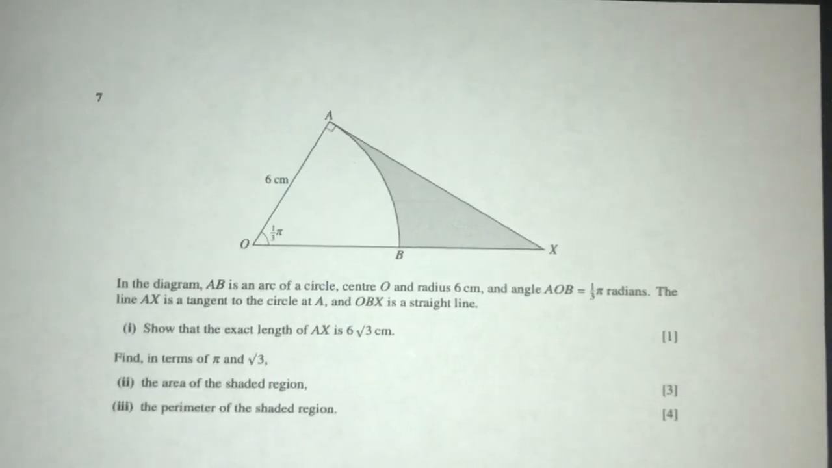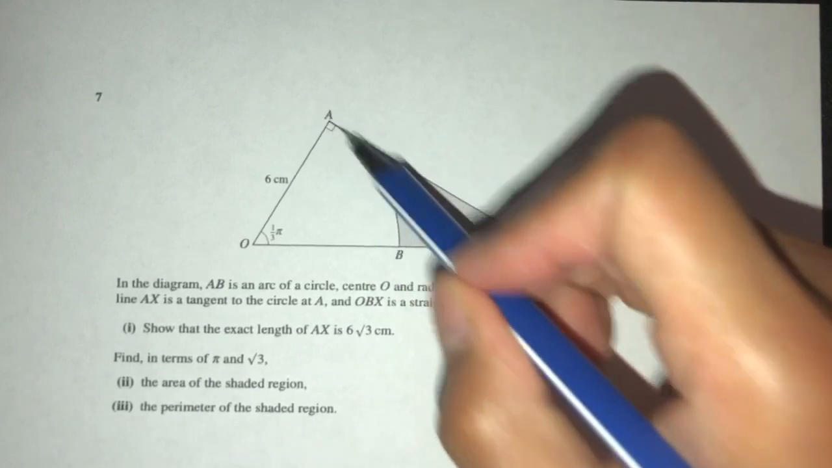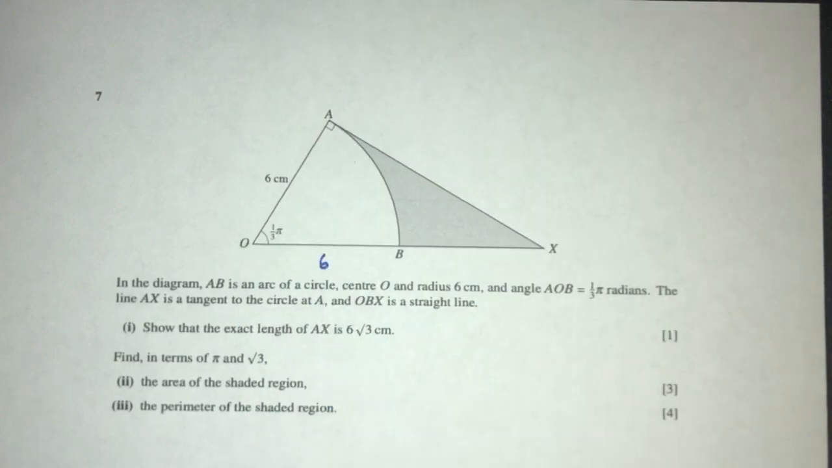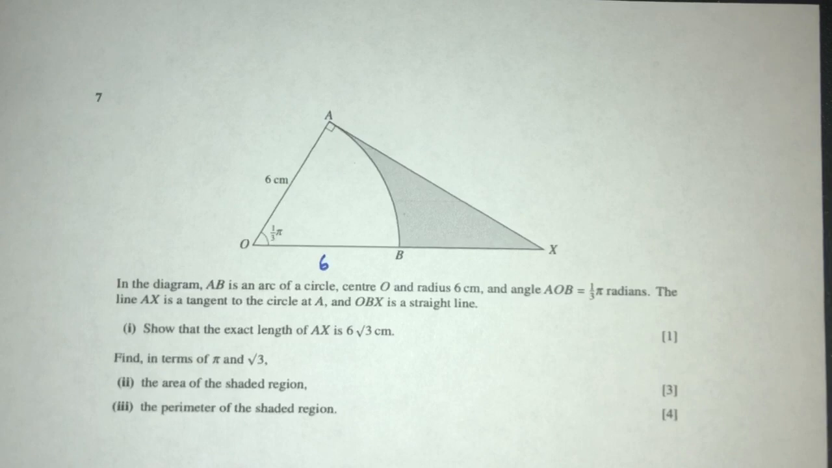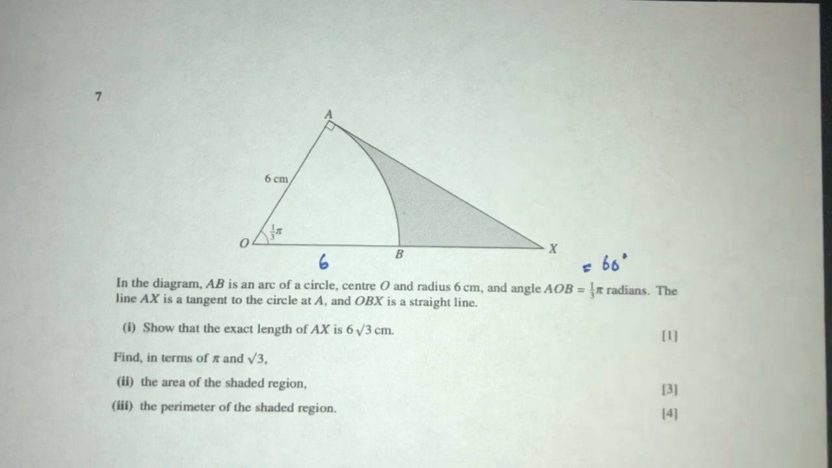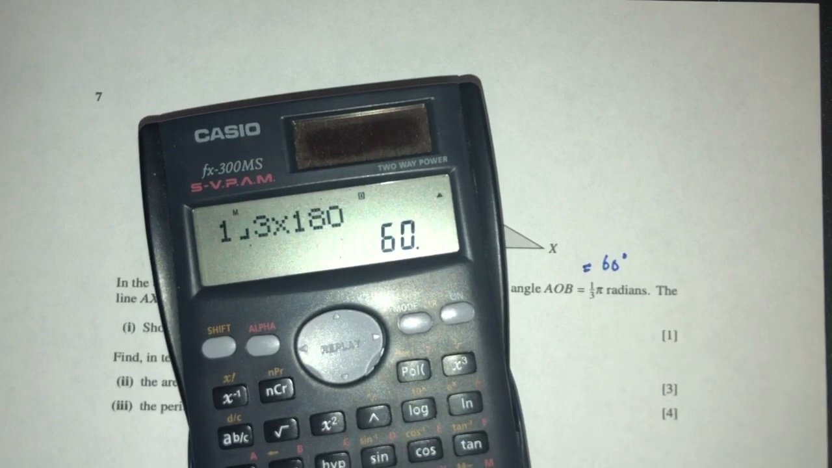So in the diagram we have AB is an arc of a circle center O. As we can see here, this is the arc length and the arc, and the center is O. Now if this is 6, this also will be 6 because they are both the radius. And the angle AOB is 1/3 pi. If you like to work with degrees, this is simply 60 degrees, because pi is 180, so 1/3 times 180 is 60 degrees.